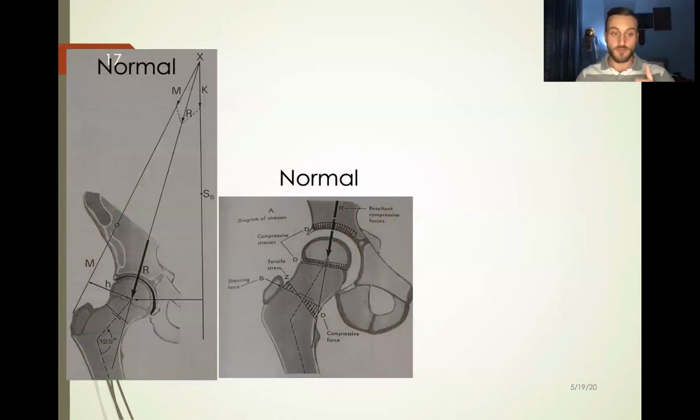I hope it's clear. It's very important to understand this point. So normally, as you can see, the head of femur is inside the acetabulum and there is a very good coverage. So the thing is, the head of femur, the acetabulum, it's covered. This is the most important thing.